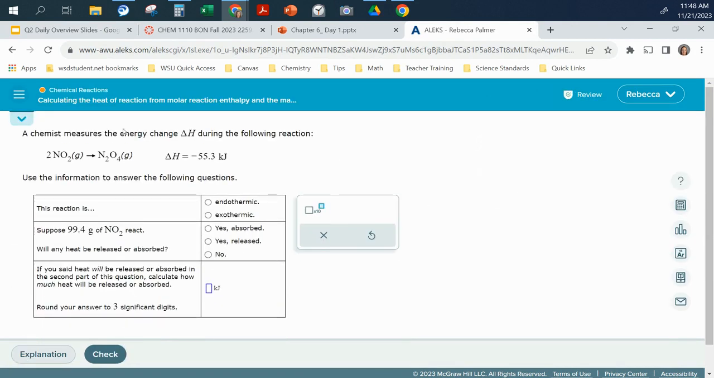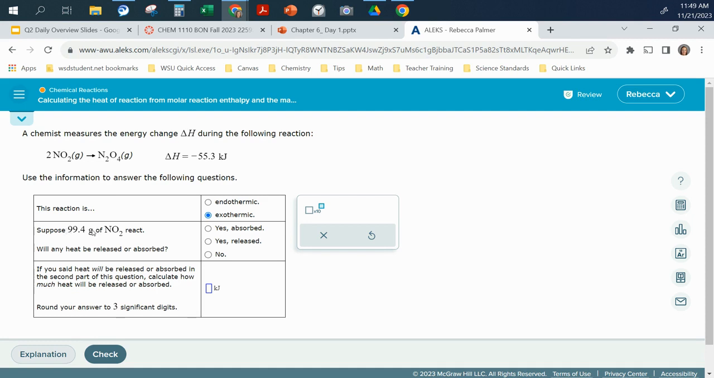Okay, so let's look at what this looks like. It says, a chemist measures the energy change, delta H, during the following reaction. So that's something that you can measure. You can measure how much energy is released or absorbed by your reaction. And so we have this chemical reaction, and this is our delta H. Delta H is negative, so the first thing we have to do, the reaction is exothermic. Exothermic, negative. Okay. All right, this box.